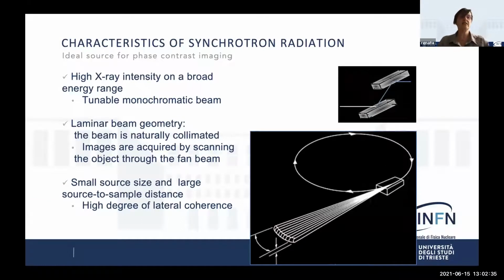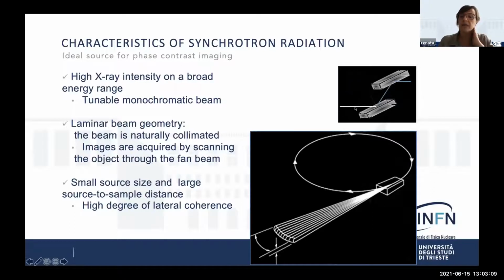synchrotron radiation is the ideal source for phase contrast imaging, since synchrotron radiation is due to the relativistic electrons that run in the ring, and the obtained radiation is characterized by a very broad energy range spectrum at very high X-ray intensity, which means that it is possible to obtain a tunable monochromatic beam. This is a sketch of the monochromator.